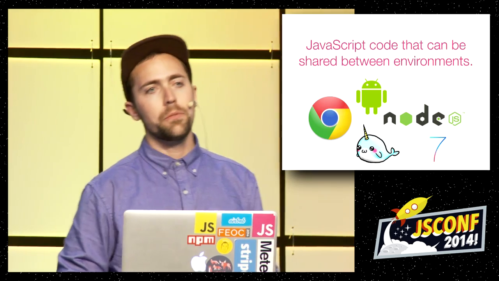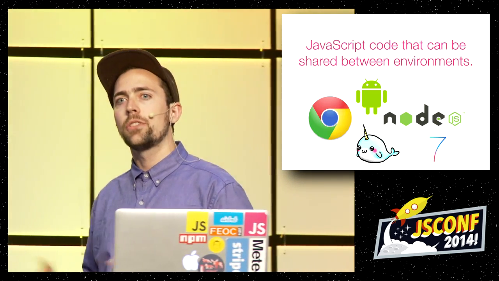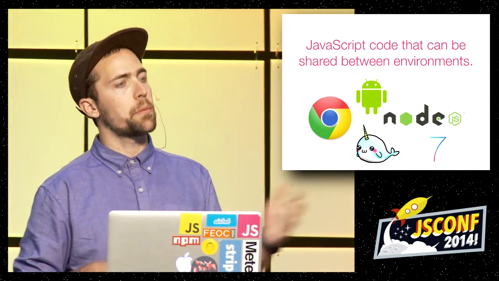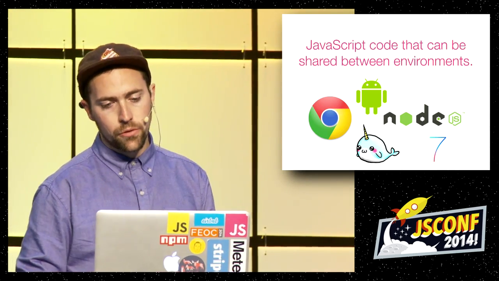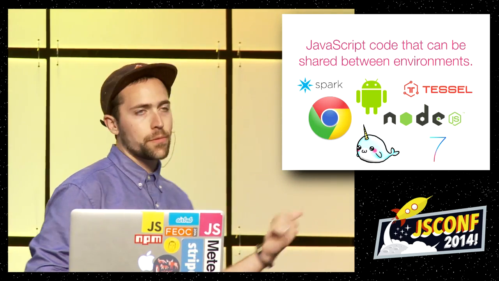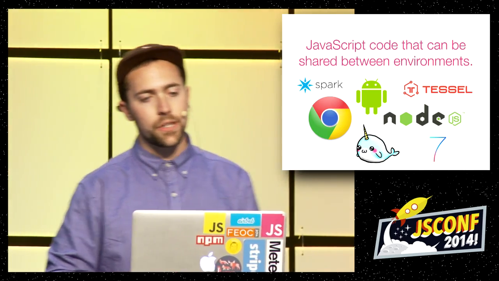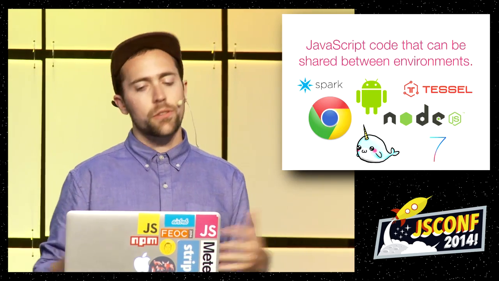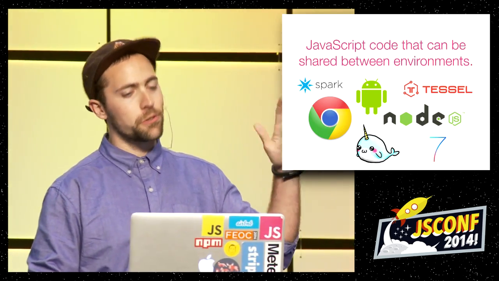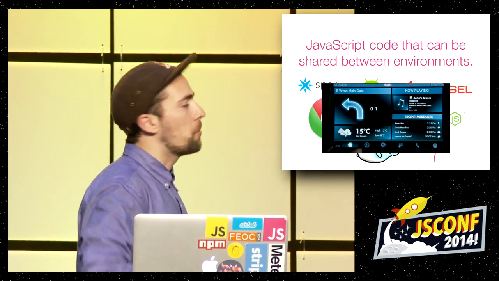Also, native platforms, so Android, iOS, these can run JavaScript pretty well these days, and so you can imagine wanting to share code between your web app or your server and native platforms. But also, things like Spark and Tessel, we've heard about these in the last few days, little devices that can run JavaScript. Why can't we share a piece of code with those too? And if you want to get really crazy and futuristic, you can share code with your cars.